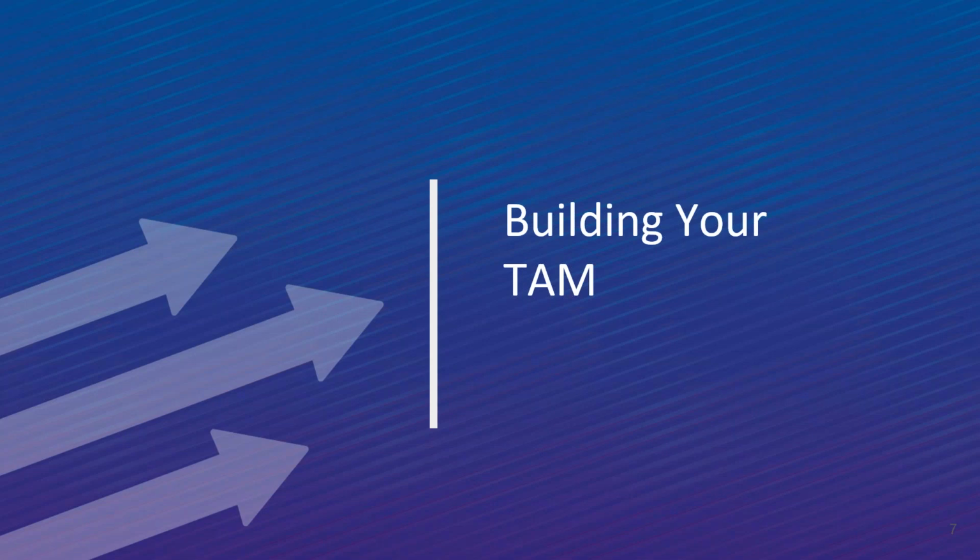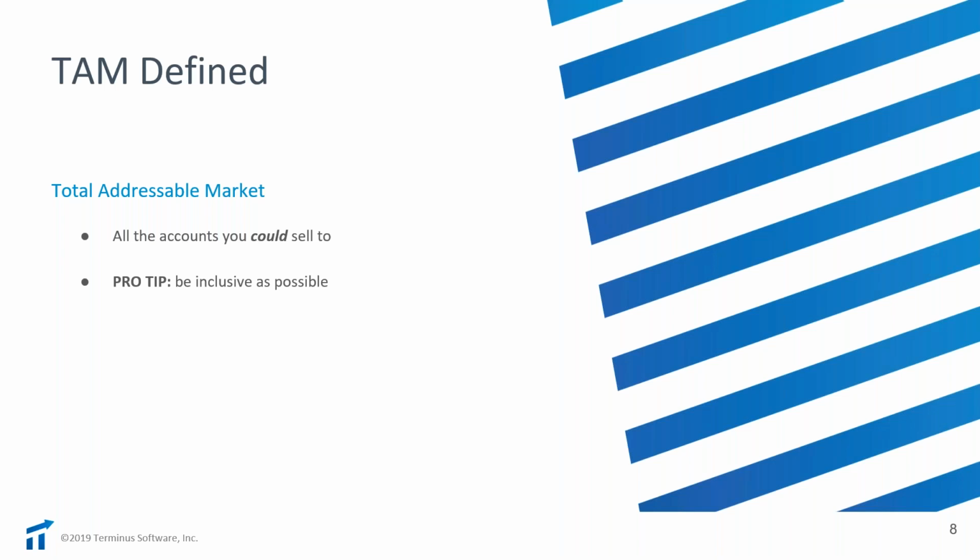Let's talk about building your TAM, or your Total Addressable Market. I'm going to start with some definitions. To me, the Total Addressable Market is the universe of accounts that you could sell to. It really speaks to fit. Your total addressable market is derived from your ideal customer profile, and it includes a combination of industries, geography, and really any other discoverable account metric that will help you zero in on the types of accounts that would be a good fit for your solution or solutions. A little pro tip for you: be as inclusive as possible. I'll explain why in a little bit.